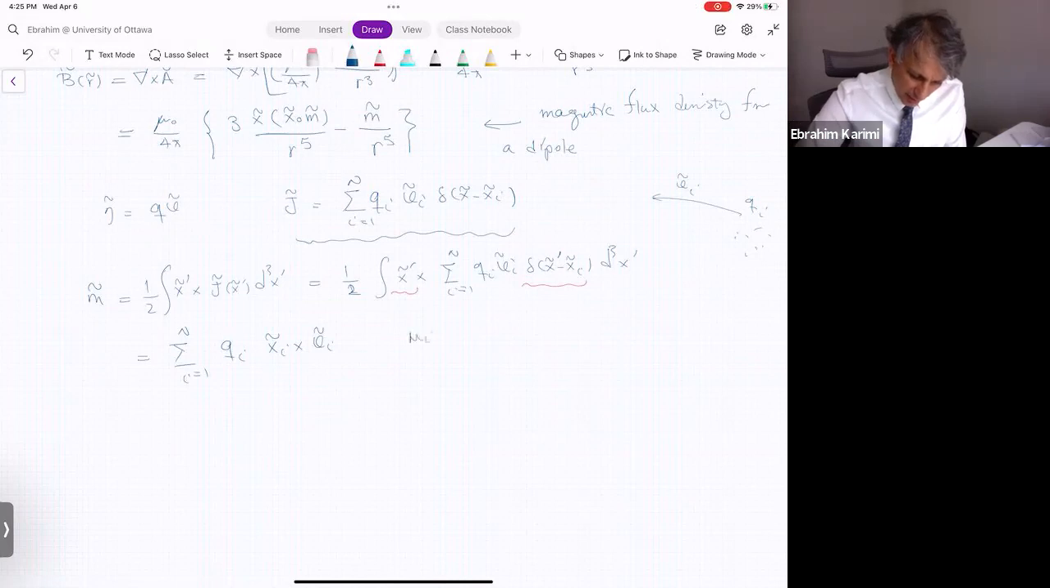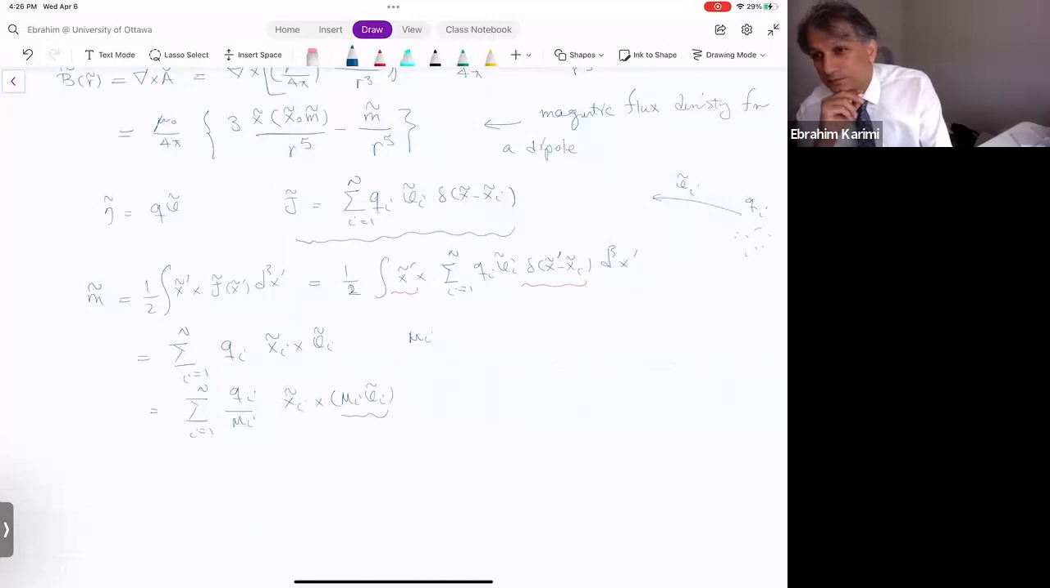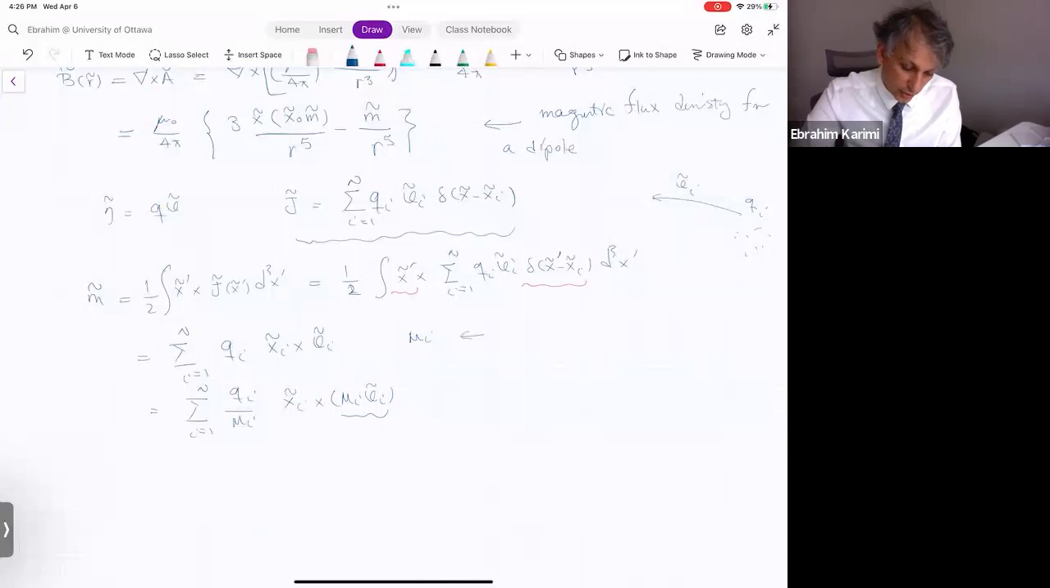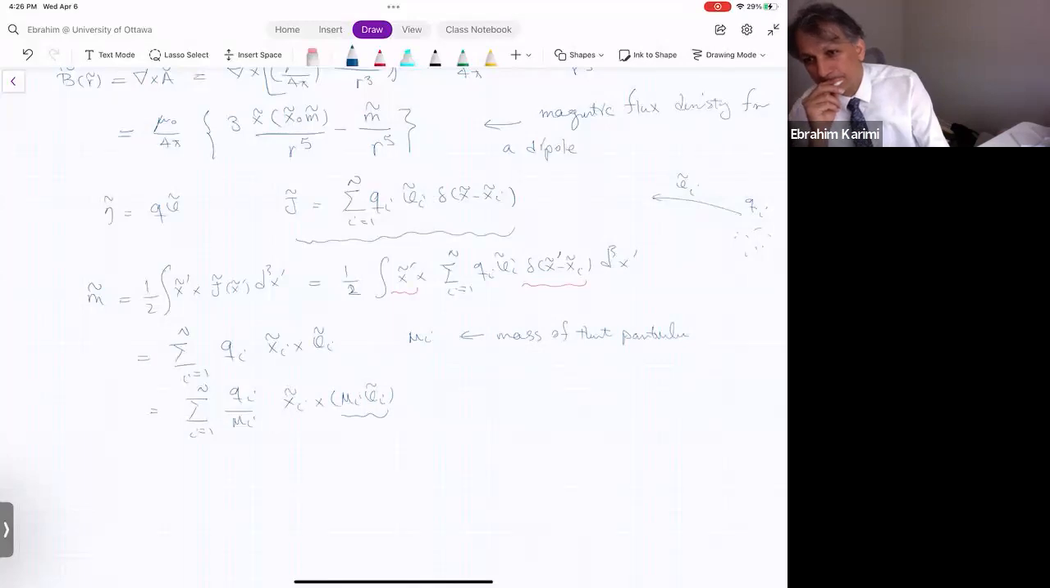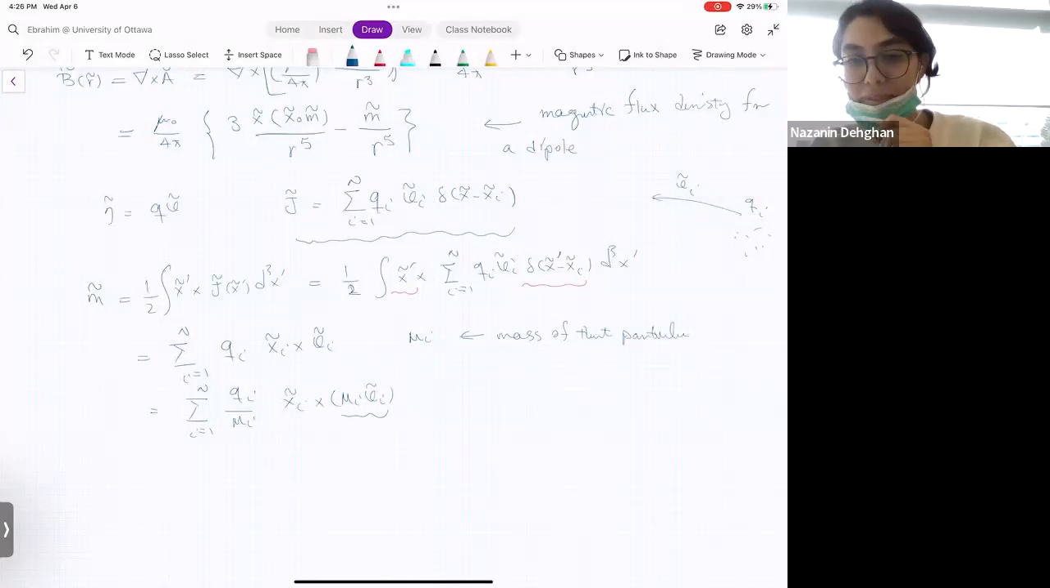Can I multiply both sides by mi? So I will get the summation i from 1 to n. Then I will get 1 divided by mi, qi. Oh, let's write it in this way. qi. Then I will get xi cross mi vi. What is mi vi? m is the mass of that charge. So what is mi vi? Exactly. The momentum of the particle.